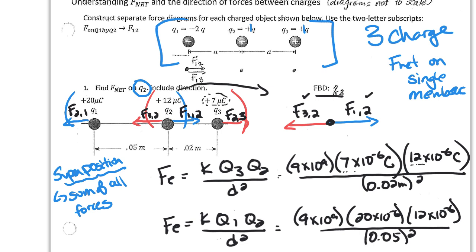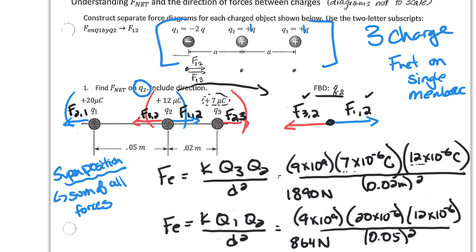Did you get your answers? So I got the first force to be 1,890 newtons, and this one I got to be 864 newtons. Okay, why are they so strong? Well, because they are very close together. And that's what happens with an inverse square law when you're dealing with incredibly short distances, 2 centimeters, 5 centimeters.